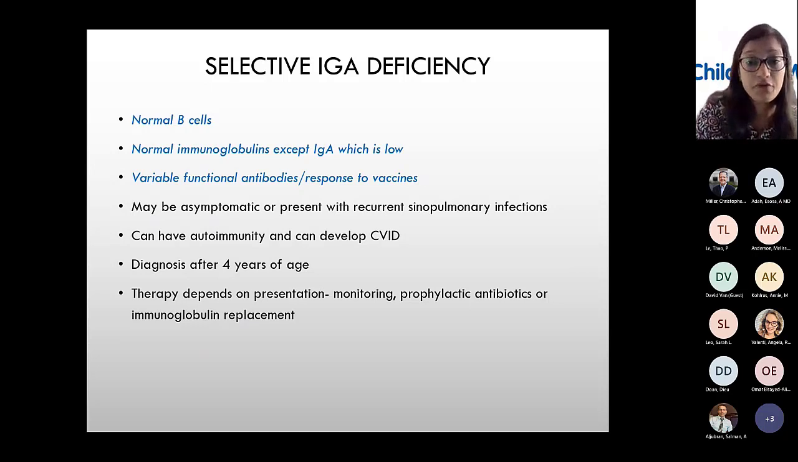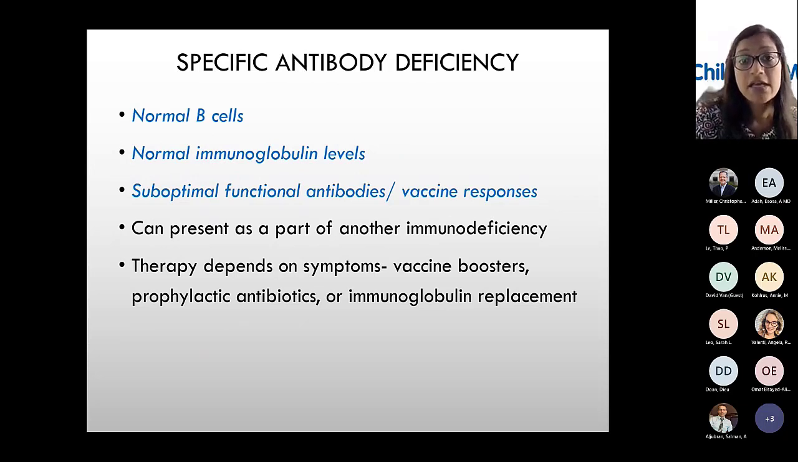Diagnosis is after 4 years of age. So if you see a low IgA before that age, you might want to wait before you label them as IgA deficiency. Treatment depends on what's going on. They can be monitored, or if they are having infections, they may need preventive antibiotics or immunoglobulins. Specific antibody deficiency: here the B cells are normal, immunoglobulin levels are normal, but they don't make vaccine response. And that can be part of another immunodeficiency, or that can be present by itself. And then again, the treatment is pretty similar, giving them vaccine boosters, prophylactic antibiotics, or immunoglobulin replacement if other options fail.